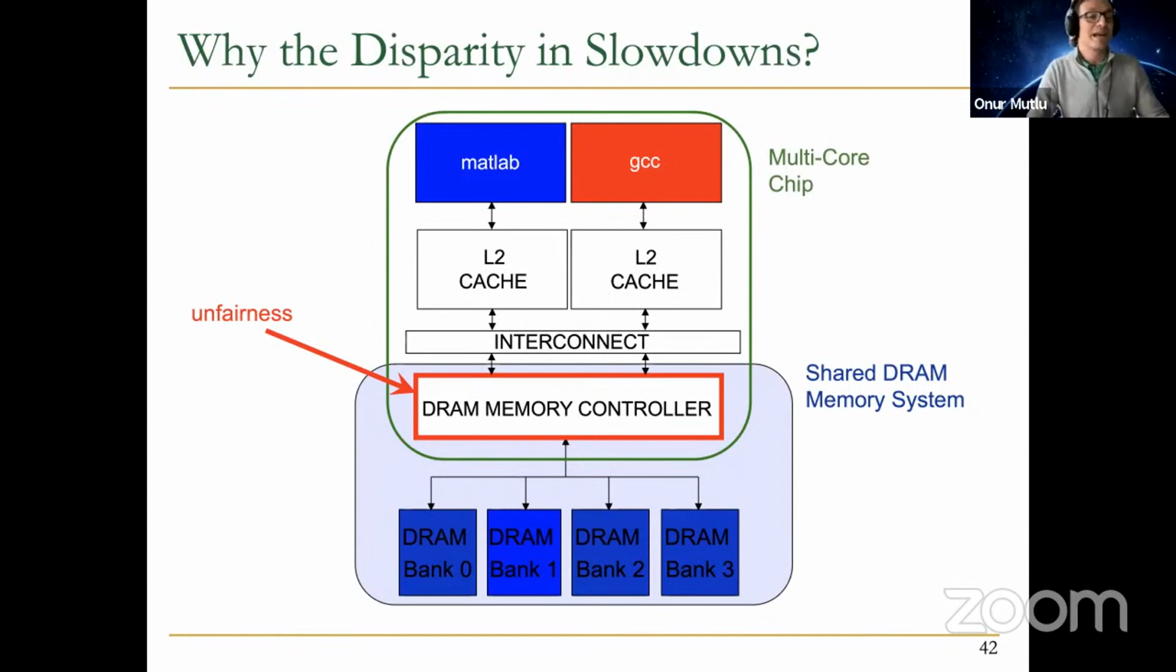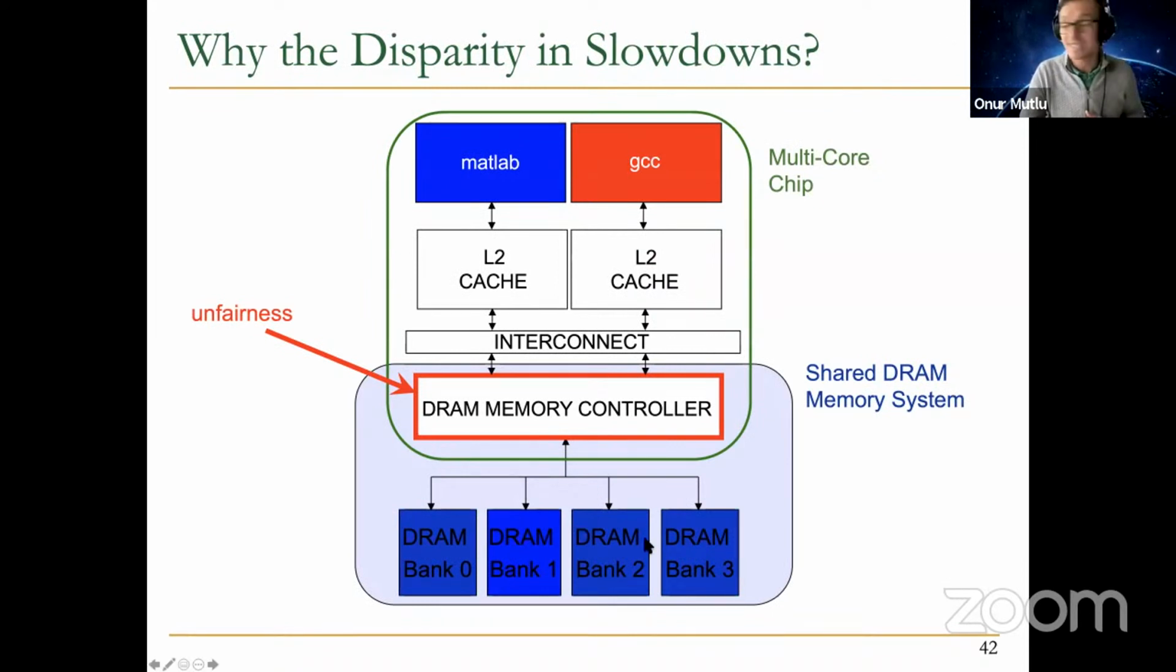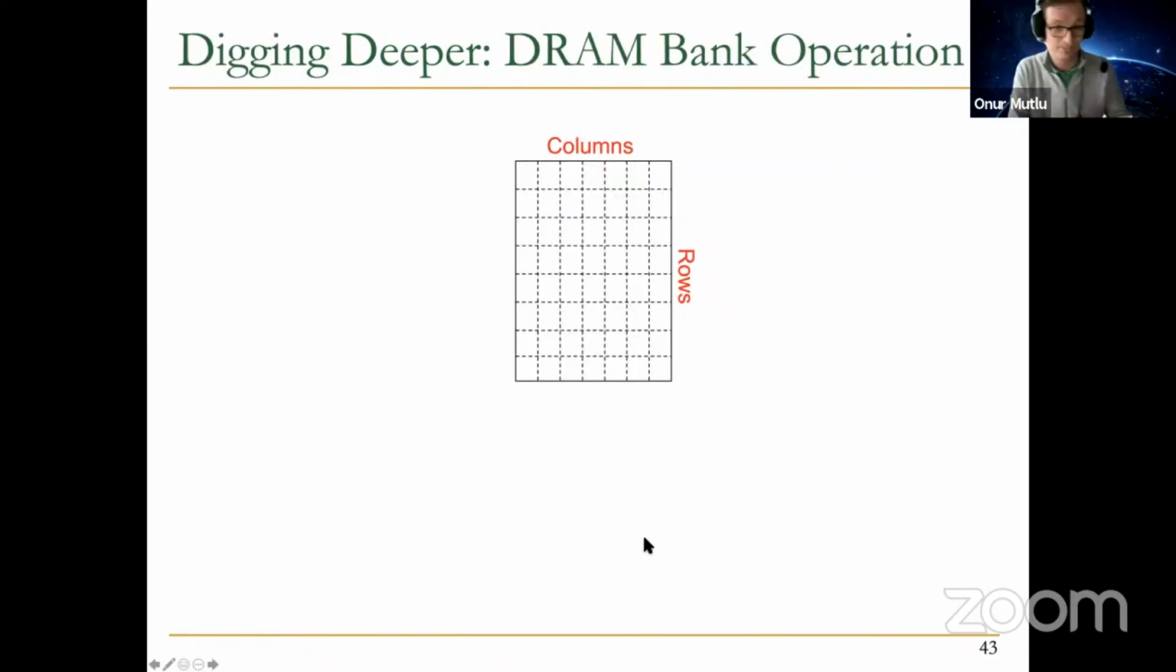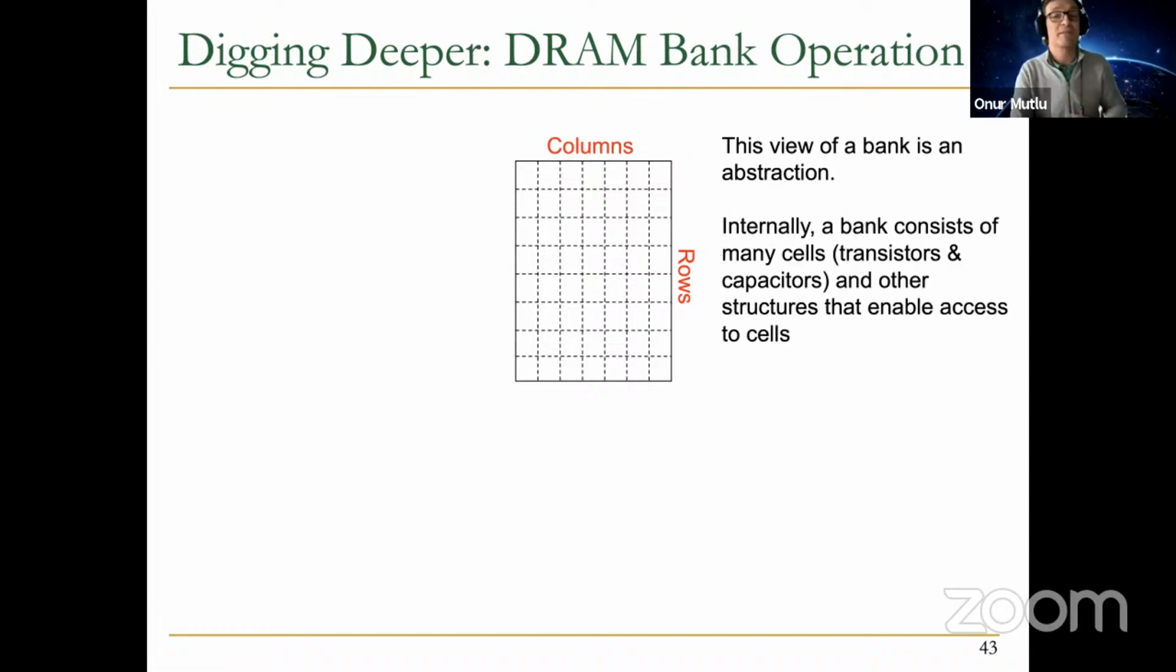So let's dig deeper now. Why is this happening? Why are the memory controllers doing this? Let me give you a little bit more insight into how each of these DRAM banks behave. How are they structured? A DRAM bank consists of two-dimensional arrays, as we discussed when we discussed RowHammer. Now we're going to go a little bit deeper into it. You have rows and columns. This view of a bank is an abstraction to begin with. Internally, a bank consists of many cells.